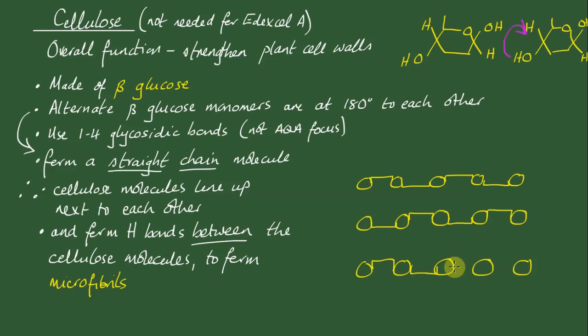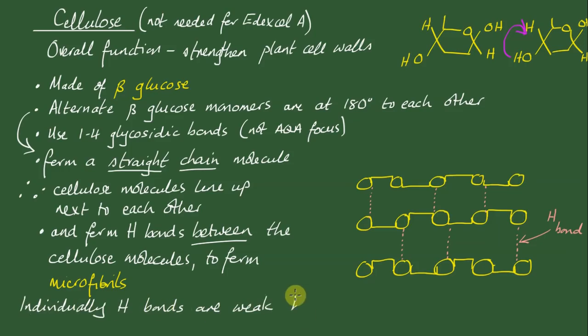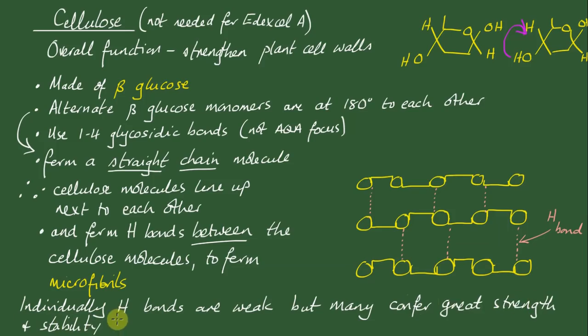So here are my glycosidic bonds being drawn, and now I'm putting in the hydrogen bonds. So I've drawn here a very small microfibril. Notice that the hydrogen bonds are between the cellulose molecules, not within them. Individually, hydrogen bonds are weak. You would never call a hydrogen bond strong, but many of them in a molecule confer or give great strength and stability to the molecule.